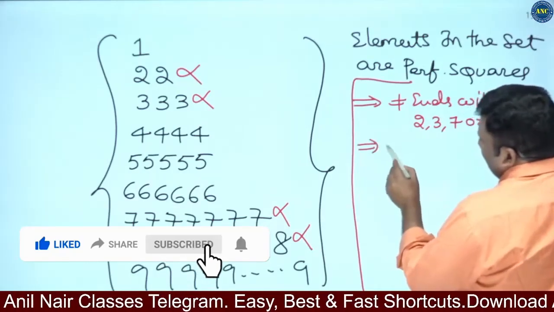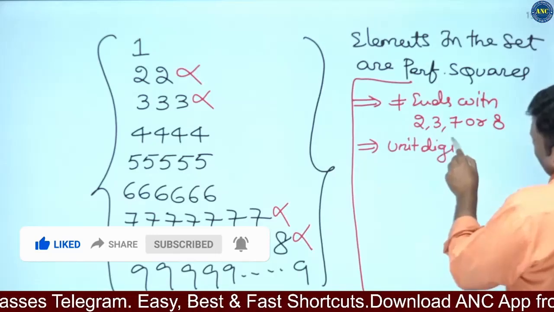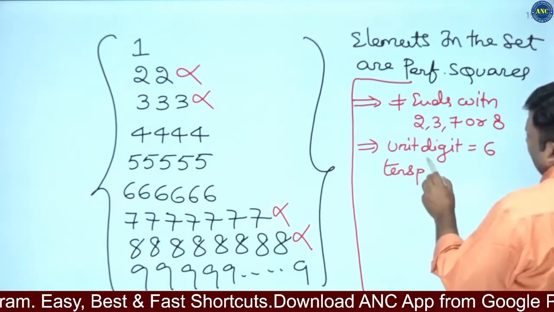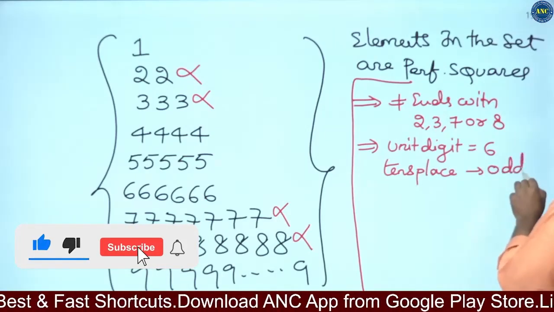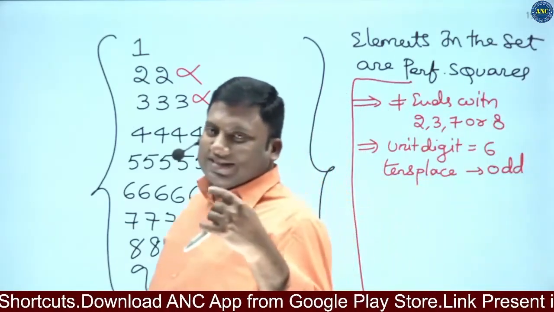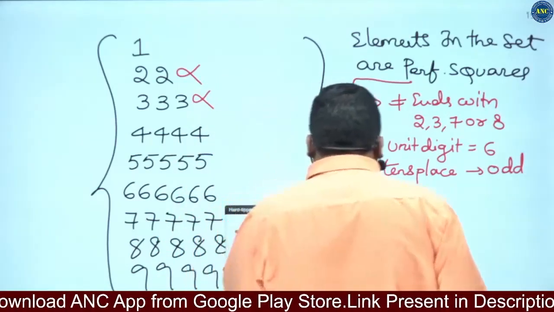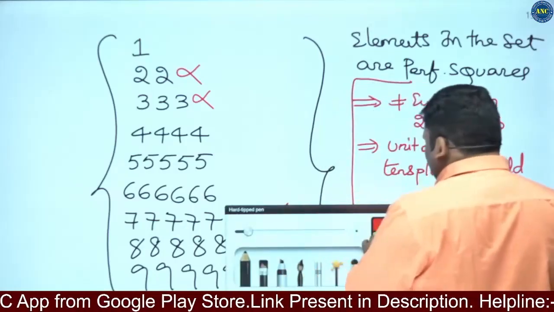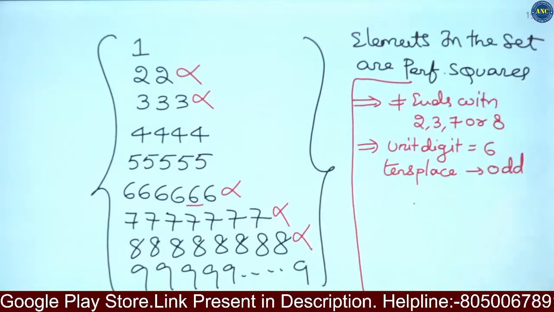Second concept. If the perfect square's unit digit is 6, the tens place is odd. 4 square is 16, 6 square is 36, 14 square is 196, 16 square is 256. Any perfect square ending with 6 must have an odd tens place. If the tens place is even, it is not possible.